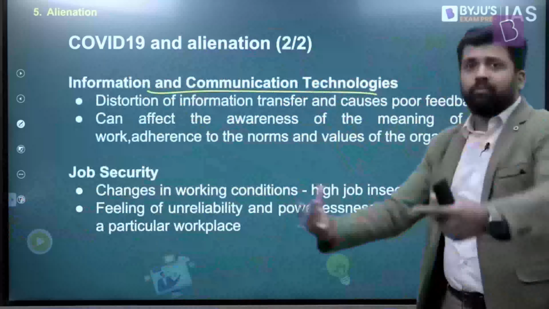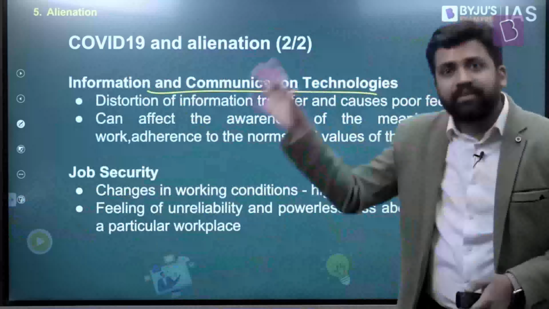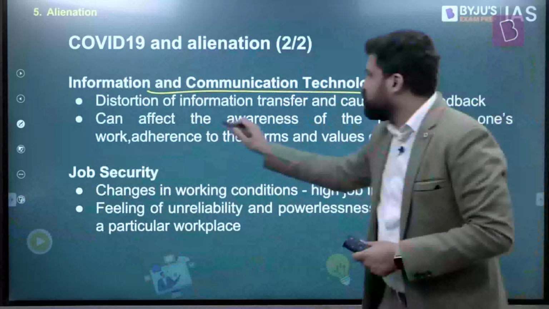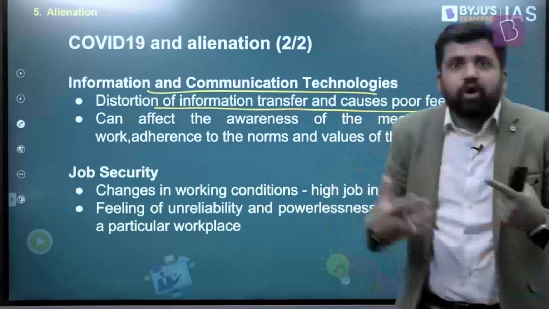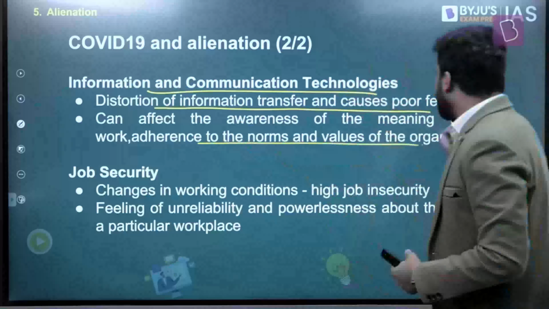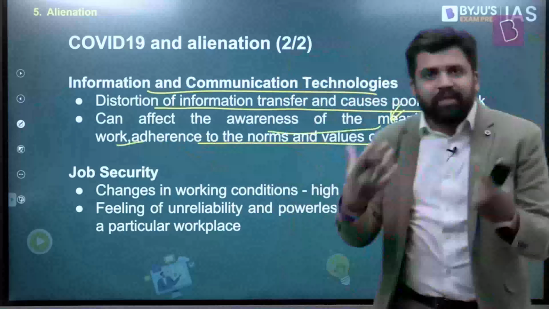Apart from that, there was massive dependence on information communication technology. This can be a boon. It actually ensured that things were operating and functioning. But it also leads to distortion in information transfer. You might not get feedback for whatever inputs you are giving. You're working in the organization, but whether you're doing the right kind of thing, you don't know. So all these things can have an impact on the meaning of the work that you are carrying out.